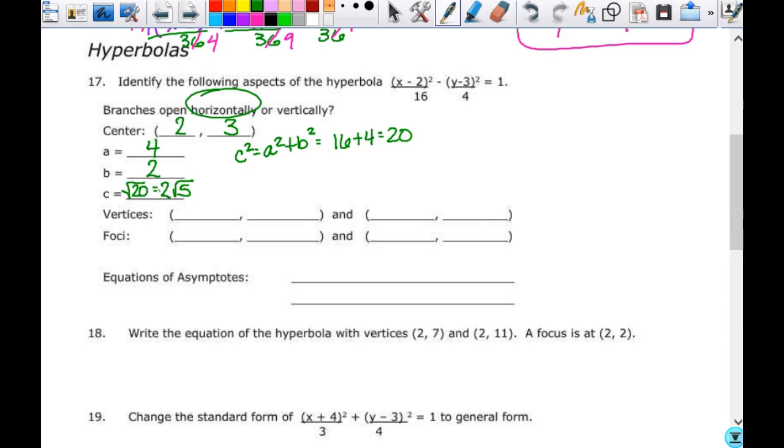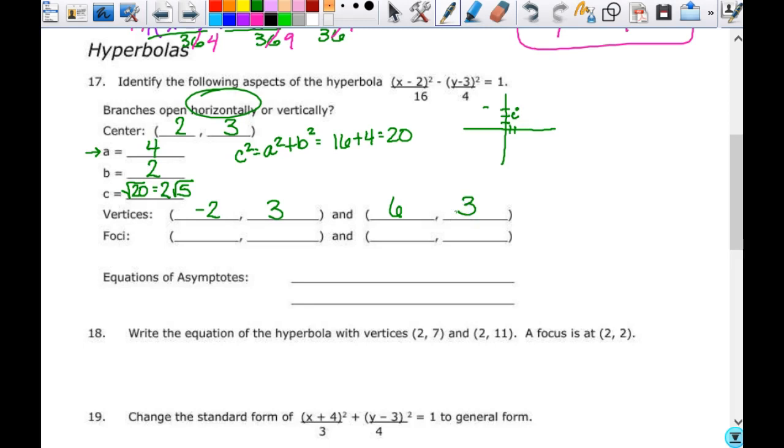Okay. So I can jot this down if it's helpful. I'm going to go to 2, 3. There's my center point, right? I know that it's opening horizontally, which means from the center, I count A left and right to get my vertices. So that means my X value is changing. So I look at my center, and my vertex is coming from A. So I take the 2 and I can subtract A. So I can go to the left. That's going to give me negative 2, 3. And then I can take this and add 4. So this gives me 6, 3.